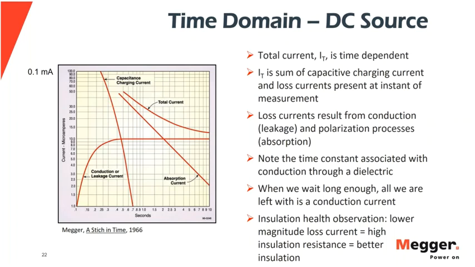We should note the time constant associated with the conduction current through the insulation. It doesn't happen immediately, it builds up. And if enough time passes, so if you can imagine going off the right of this graph, the total current is eventually going to diminish to conduction current only. And as a final observation here, just keep in mind that the lower the magnitudes of this current represented on the graph would indicate the better health of the insulation.